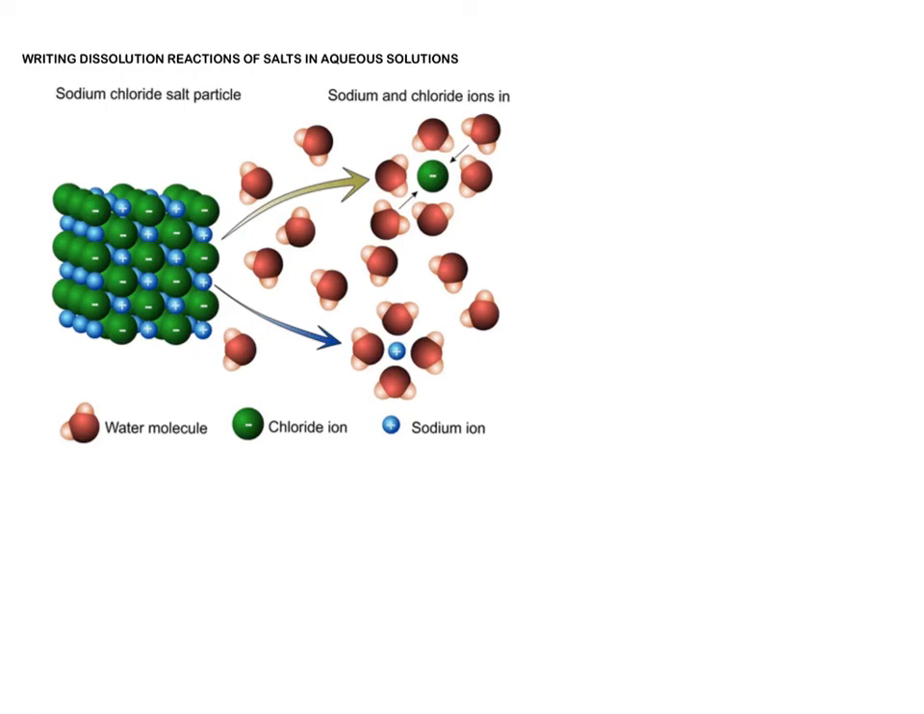Today we're going to talk about writing the solution reactions of salts in aqueous solutions. You have to understand that the salts we're talking about here are actually ionic. As you can see here, the structure of ionic salts is that they are composed of alternating cation and anion. So the blue here, let's say we're talking about sodium chloride. So let's write it. Sodium chloride solid.